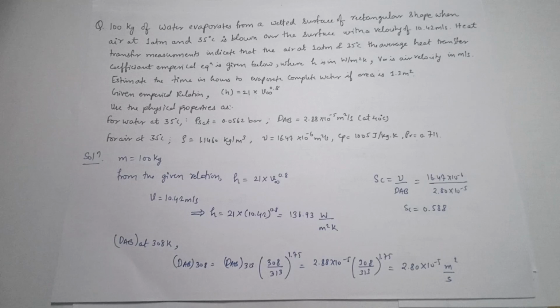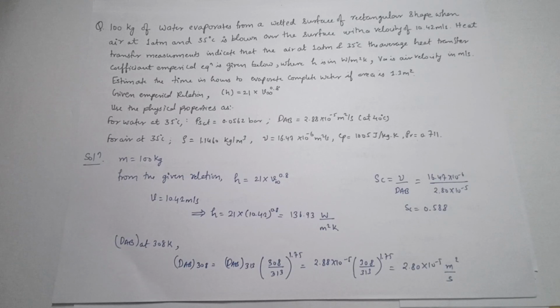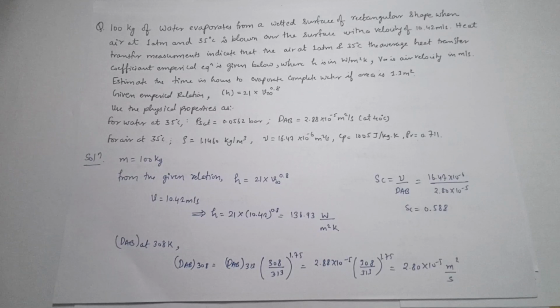Let us start the solution for the given problem. We have the given data as stated above, and mass is 100 kg. Let us now use the empirical relation, H equals 21 into V infinity to the power 0.8, to get the heat transfer coefficient. The velocity is already given as 10.42 meters per second. Substituting the value of velocity in the empirical equation gives H equals 21 into 10.42 to the power 0.8, which gives 136.93 watt per meter square Kelvin.